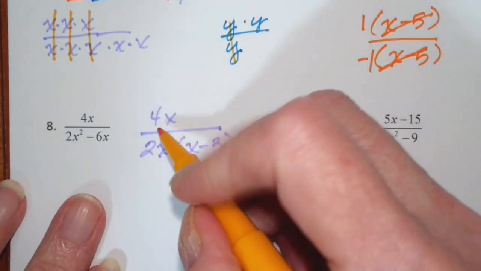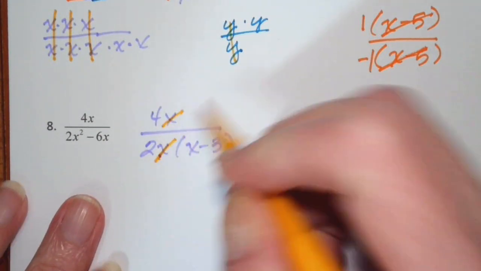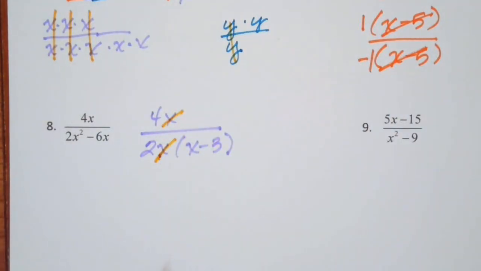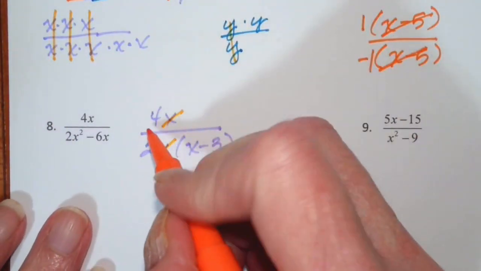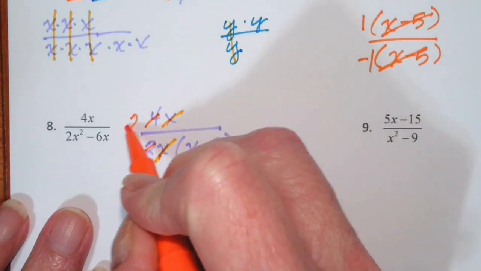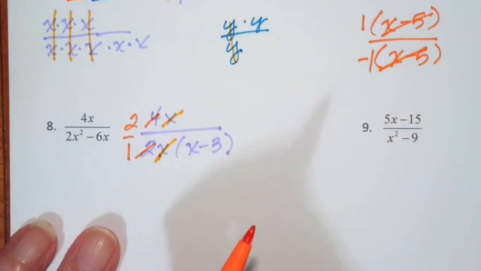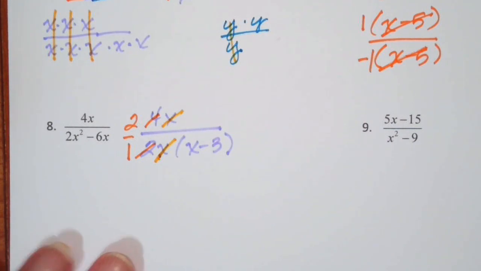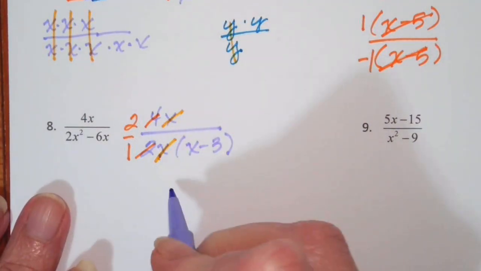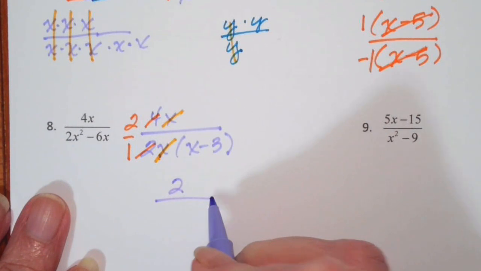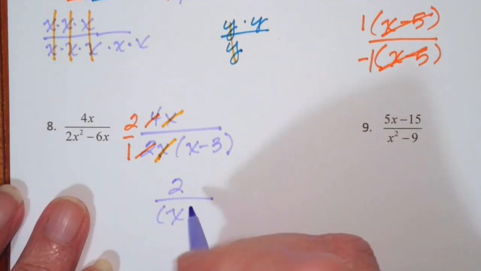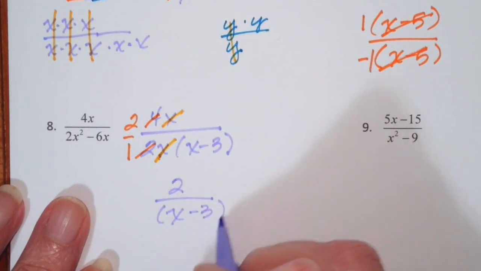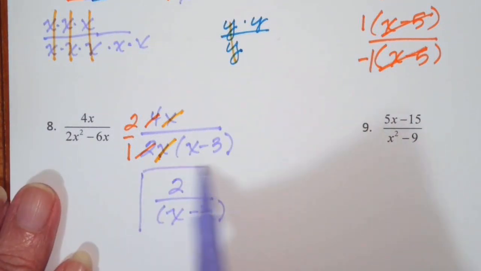Well, automatically I see that the factor of x, I can get rid of that. And 4 over 2 reduces to 2 over 1. So what that leaves me with is a 2 in the numerator and just an x minus 3 in the denominator. So that is my simplified form.